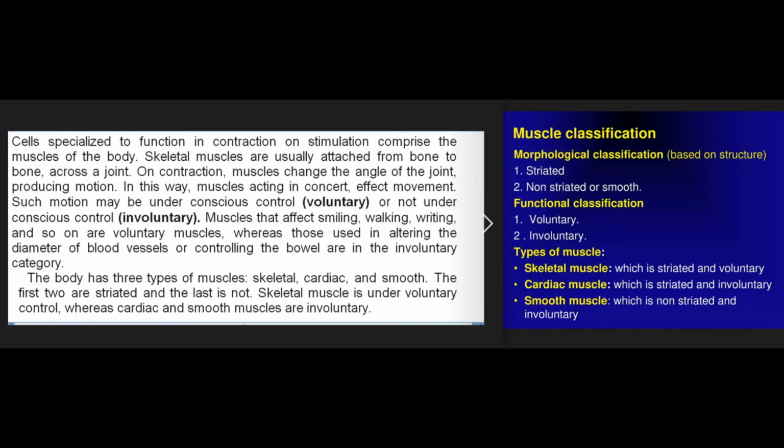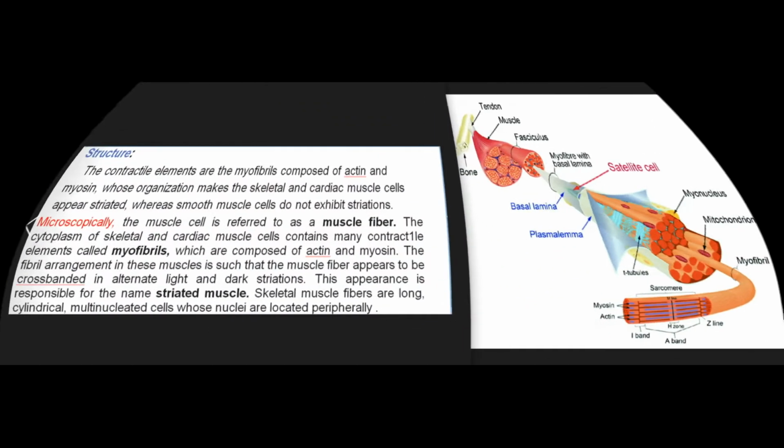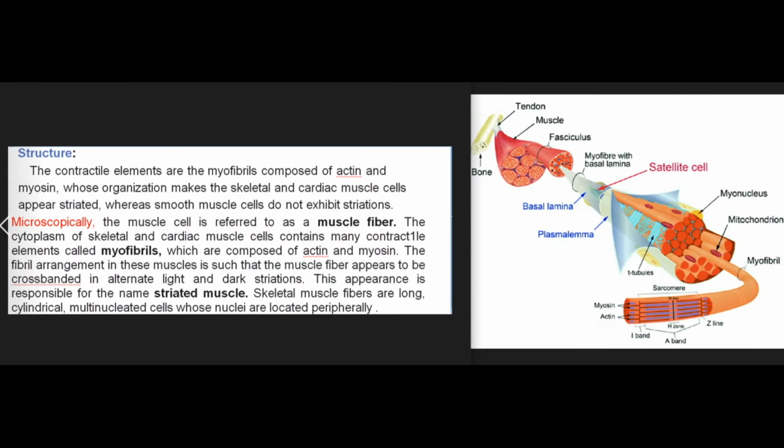The body has three types of muscles: skeletal, cardiac, and smooth. The first two are striated and the last is not. Skeletal muscle is under voluntary control, whereas cardiac and smooth muscles are involuntary. Structure: the contractile elements are the myofibrils composed of actin and myosin, whose organization makes the skeletal and cardiac muscle cells appear striated, whereas smooth muscle cells do not exhibit striations.